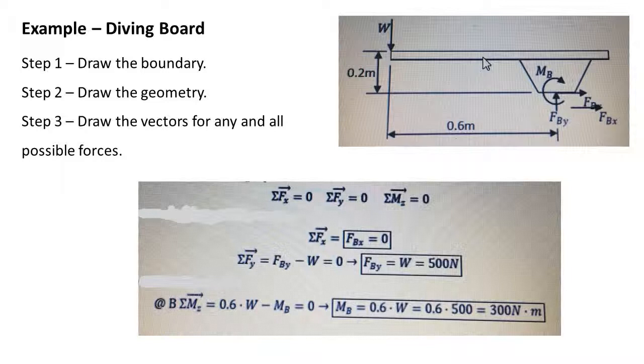And let's take the moment around B. So the total moment at point B would be its distance to the origin times its weight minus moment at point B, which equals 0. Therefore from here I can find the moment at point B to be 300 Newton meter. We have now found the reaction forces at the base of the diving board and are now ready to look at how to attach the board.